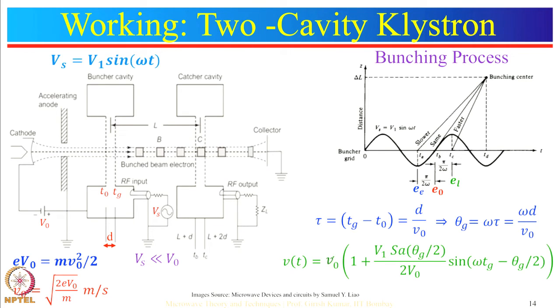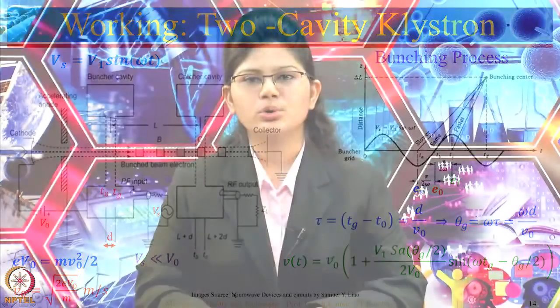After passing through the buncher cavity, they will form bunches as they drift down the tube, and in the catcher cavity the phase of the gap voltage is maintained such that the electron beam encounters the retarding phase, so that these electrons give their kinetic energy to the catcher cavity. After giving up their kinetic energy, the velocity of these electrons will be reduced and they will be collected by the collector. So, this is the basic working of a two cavity klystron.